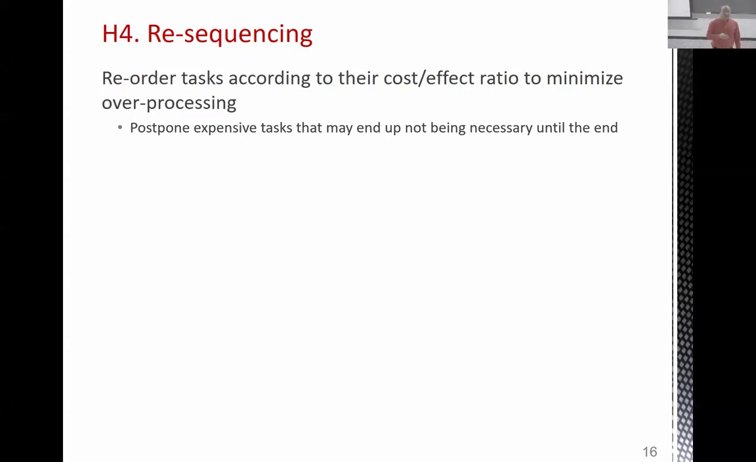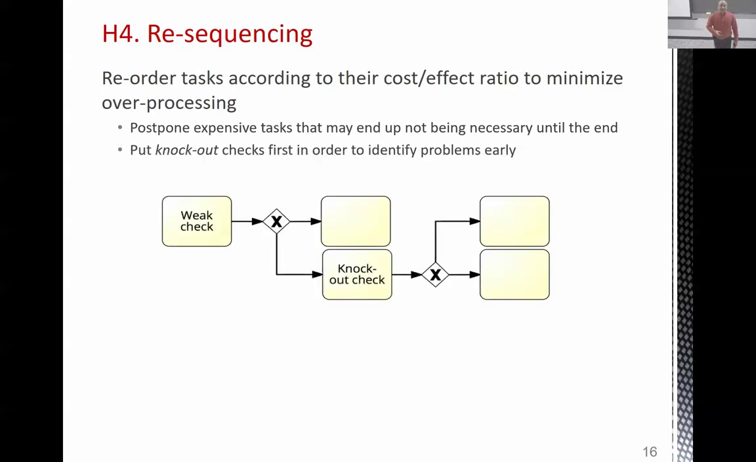So these processes have a type of check that we call a knockout check. Meaning if in a case you make the check and the check is negative, so the verification is negative, the case stops. It doesn't continue. In the context of these processes, it is very good to leave the most expensive tasks until the end. And on the other hand, to bring these checks that have a strong knockout effect, meaning that knockout cases, as early as possible in the process.